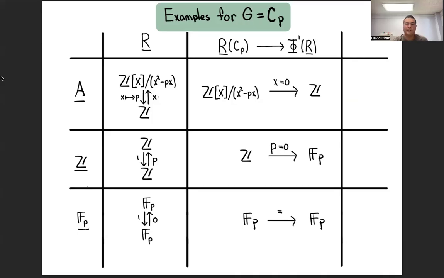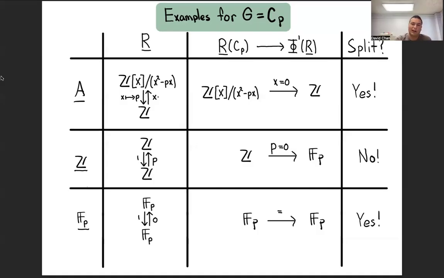There's one more thing I want to say about these maps. It's worth noting here that the first map and the last map both split as ring maps. Of course, the bottom one splits for very dumb reasons because it's the identity. The top one splits basically because the integers are the initial ring. And of course, the middle one does not split because you can't map F_p into the integers.